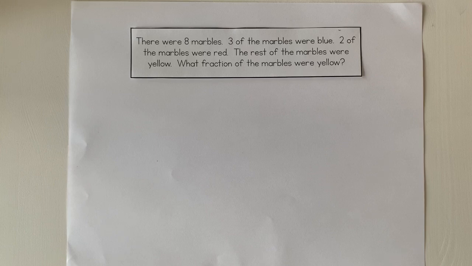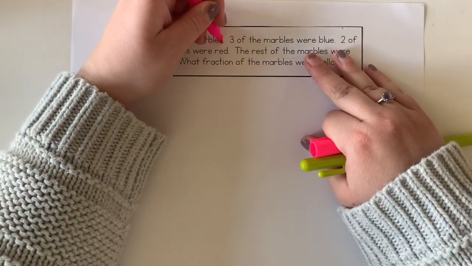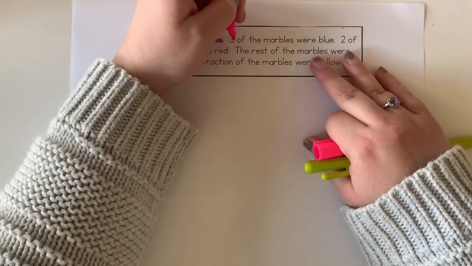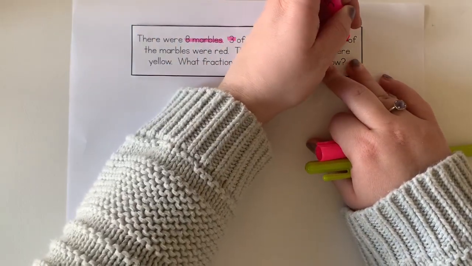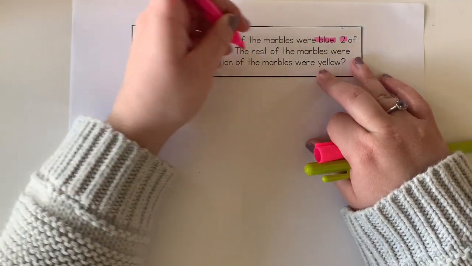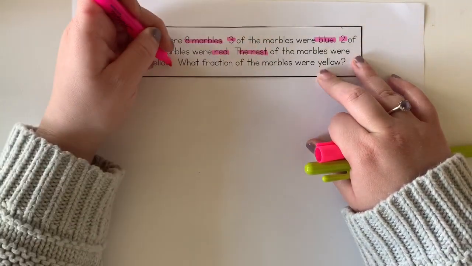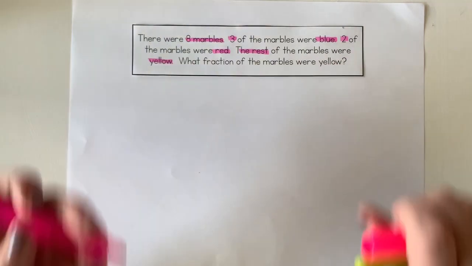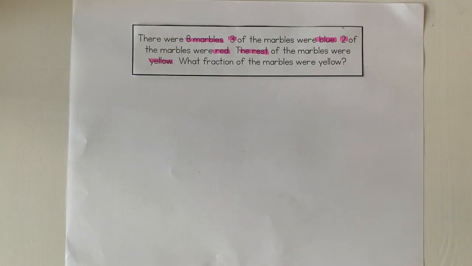So, with my highlighter, I'm going to highlight the important information. So they tell me there were 8 marbles. 3 are blue, 2 are red, and the rest are yellow. So let's draw a picture to figure this out.